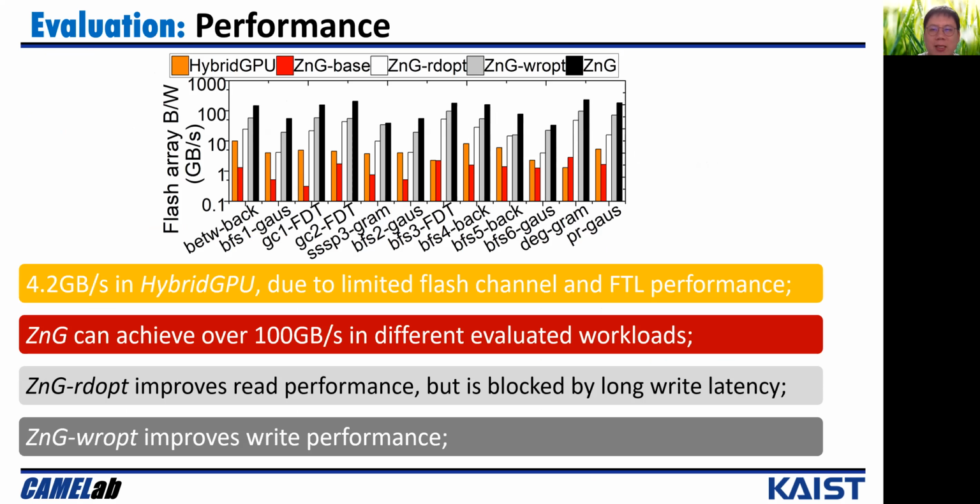We compare the ZNAND access bandwidth of different system configurations. As you can see from the figure, hybrid GPU only achieves 4.2 GB per second. This is because of the limited flash channel bandwidth and FTL performance. In contrast, ZnG fully redesigned the hardware components in the SSD that can be the performance bottleneck. It also optimizes both read and write bandwidth, so ZnG can achieve the best performance.